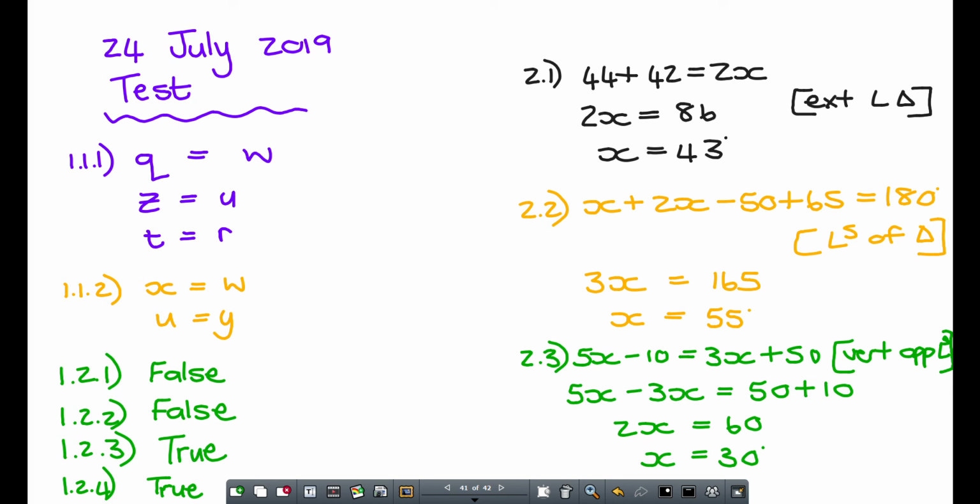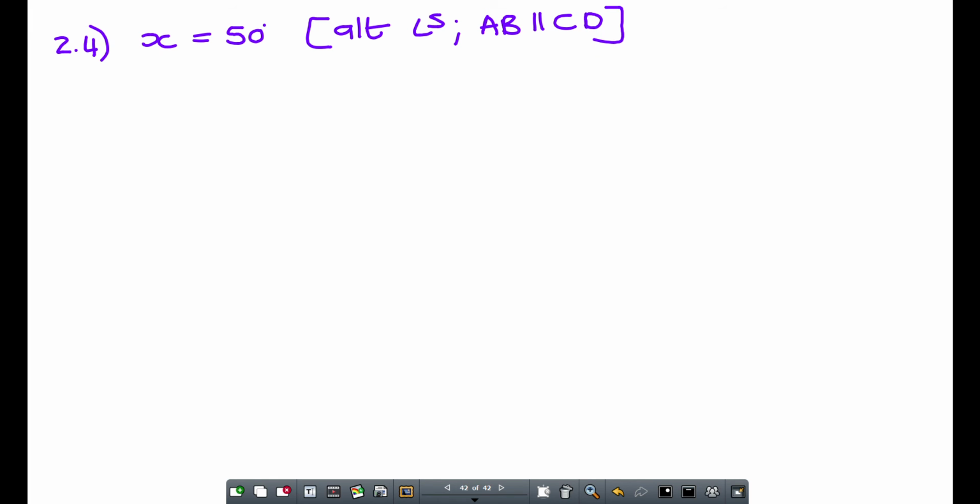Okay, we're still busy. Right, so 2.4. Over here, x would be 50 because they are alternate angles. I saw a Z, okay? And because we have a Z, we've got to state our parallel lines. So AB is parallel to CD. Remember, if you don't have that, you can't get the mark. And we didn't have to calculate any further than that.